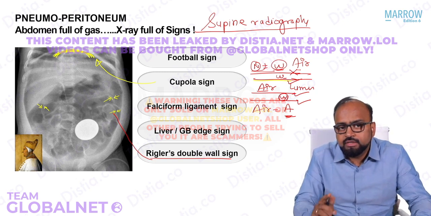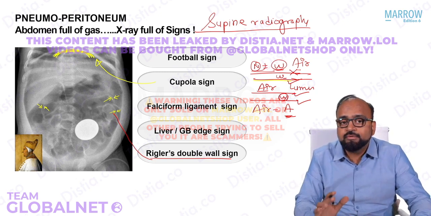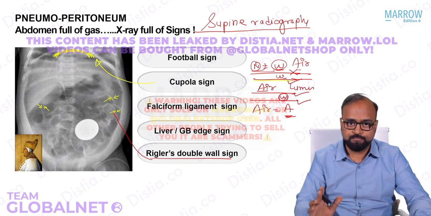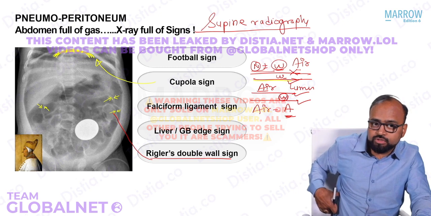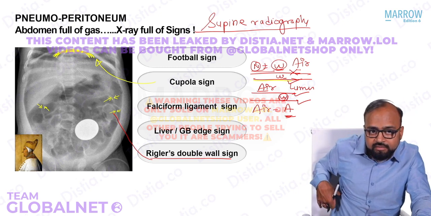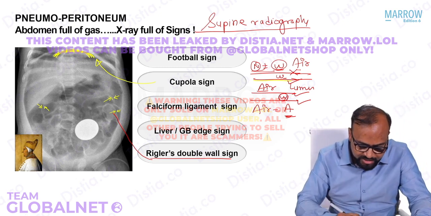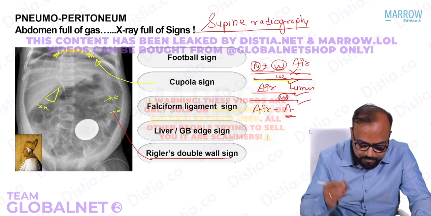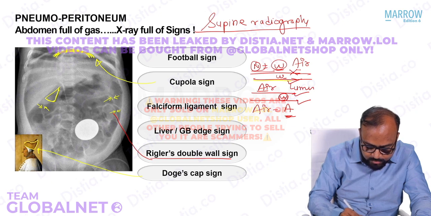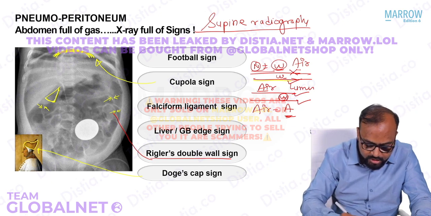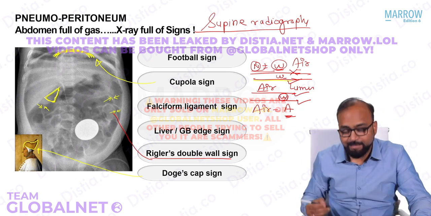Now, sometimes this air may get trapped within Morrison's pouch. What is Morrison's pouch? It is the hepatorenal pouch, the triangular area between the liver and the right kidney. When air gets trapped there, it creates a triangular shape like this. And this is given a name. This is called the Doge's cap sign.